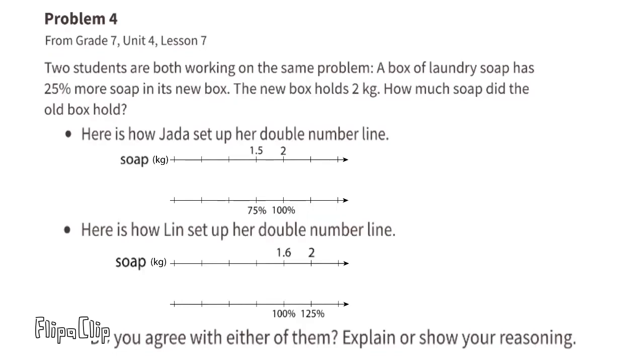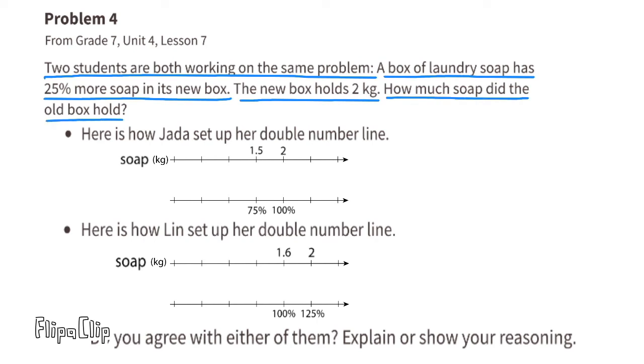Problem number 4 from 7th grade, Unit 4, Lesson 7. Two students are both working on the same problem. A box of laundry soap has 25% more soap in its new box. The new box holds 2 kilograms. How much soap did the old box hold? Do you agree with either of them? Explain or show your reasoning.